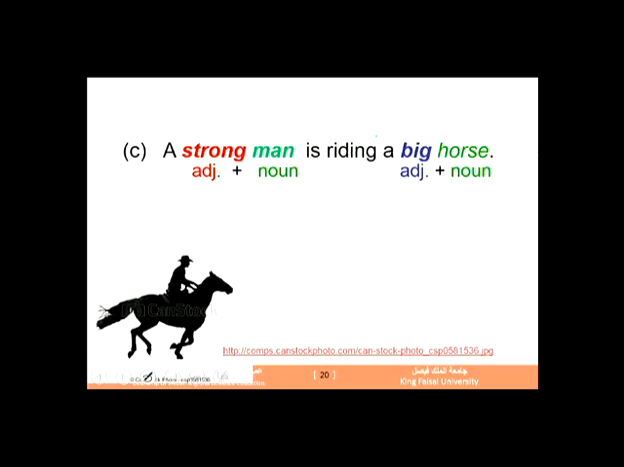This is another sentence. A strong man is riding a big horse. Man, strong. What kind of man? A strong man. What kind of horse? A big horse. So adjectives give information about the noun. Adjectives modify the noun. Adjectives describe the noun. So this is the adjective strong and this is the noun man. This is the adjective, the word big, and this is the noun, the word horse.